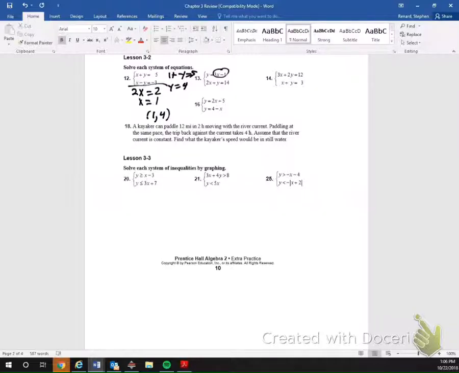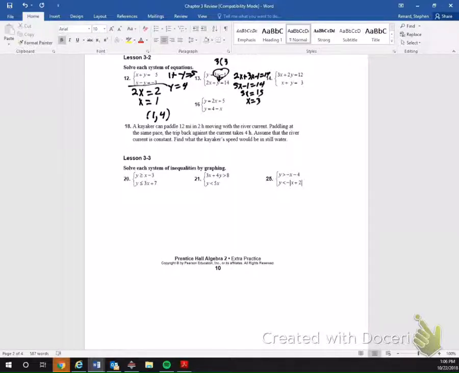So what I'm going to do is 13 is y equals 3x minus 1, and 2x plus y equals 14. So this looks like a prime opportunity for me to substitute. I'm going to take that 3x minus 1, and I'm going to drop it right there where that y is. So that's going to give me a new equation of 2x plus 3x minus 1 equals 14. That's 5x minus 1 equals 14, 5x equals 15, or x equals 3.